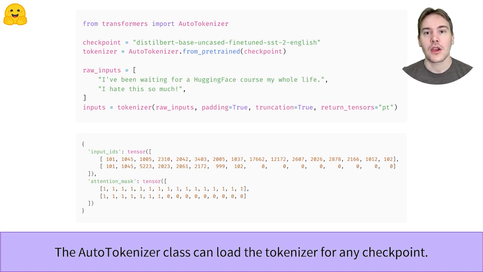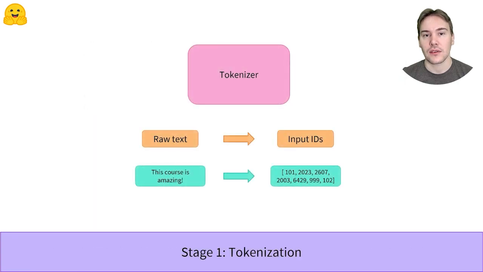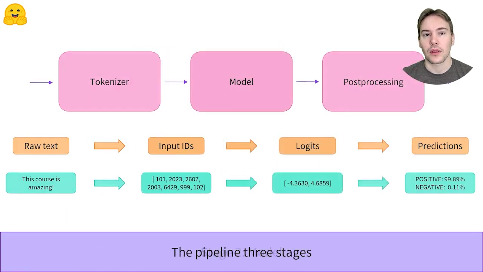Looking at the result, we see we have a dictionary with two keys. Input IDs contains the IDs of both sentences, with 0 where the padding is applied. The second key, attention mask, indicates where padding has been applied, so the model does not pay attention to it. This is all that is inside the tokenization step. Now let's have a look at the second step, the model.